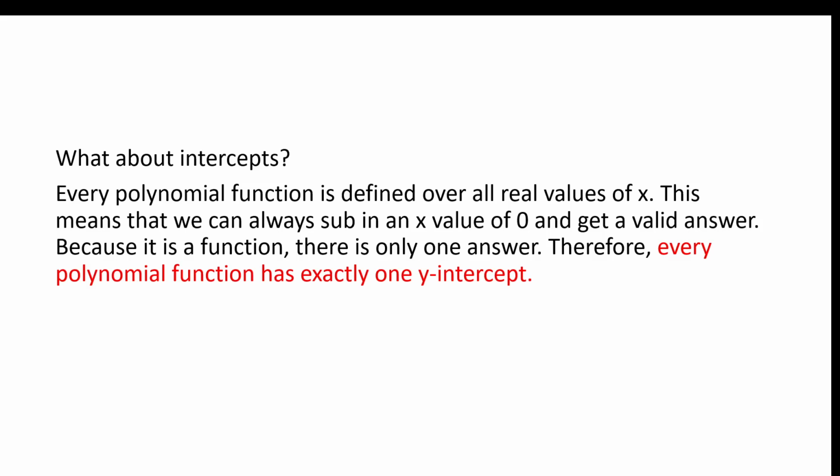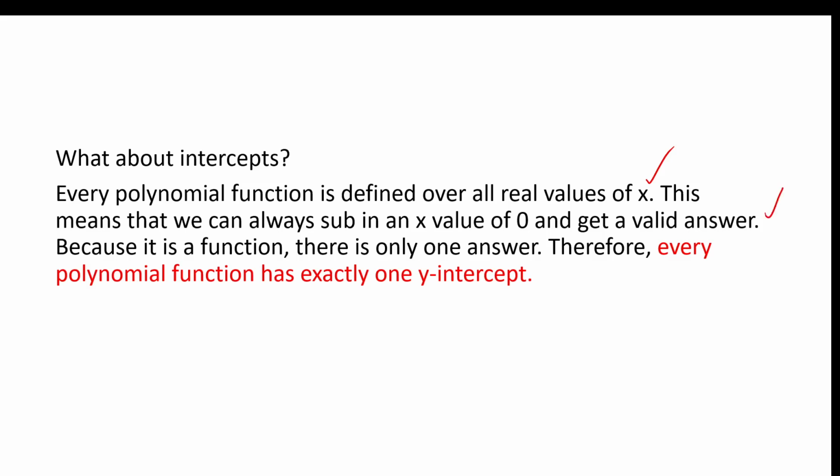Now let's talk about intercepts. First, Y-intercepts. Every polynomial function in the world has exactly one Y-intercept. So that means if we have a question in this section where we're asked for the Y-intercept of a transformed cubic function or transformed quartic function, we know we're going to get one answer. Why is that? Because every polynomial function is defined over all real values of x. This means you can sub in an x value of 0 and get a valid answer.